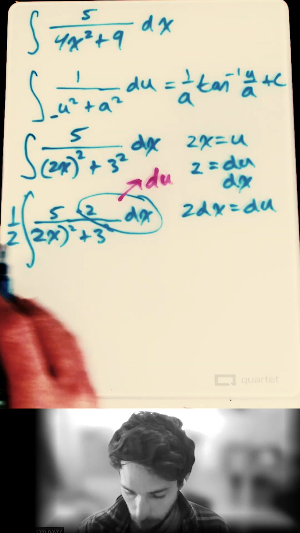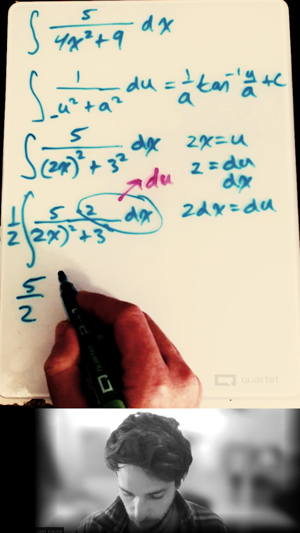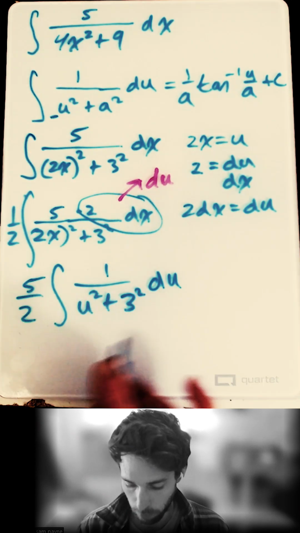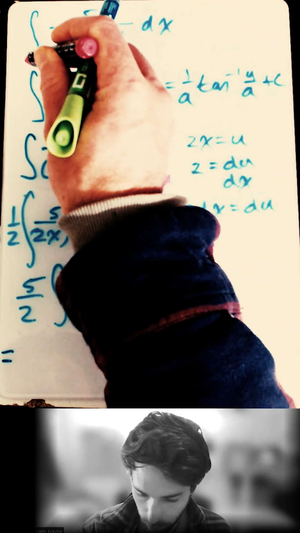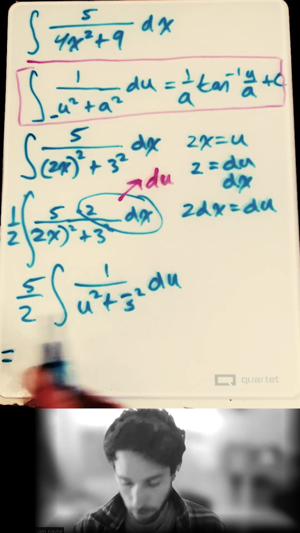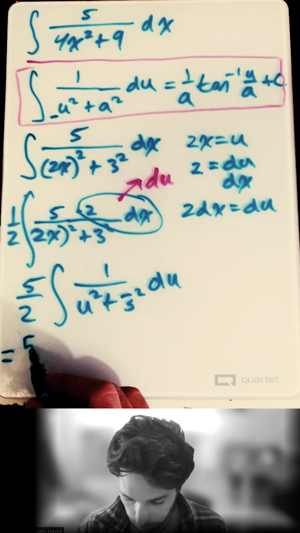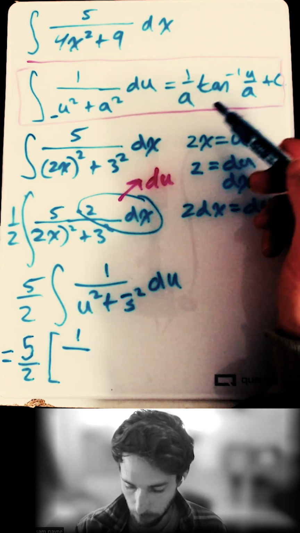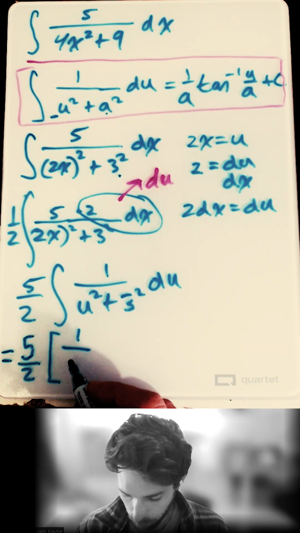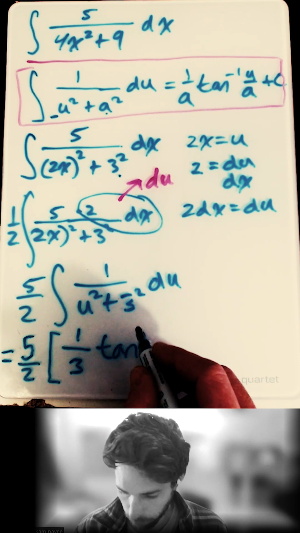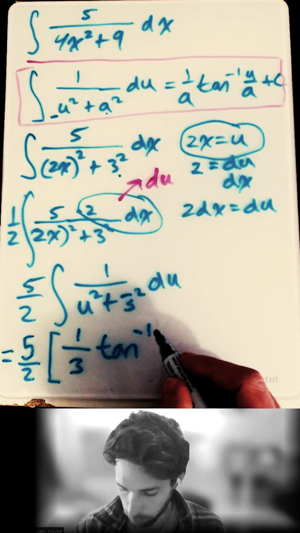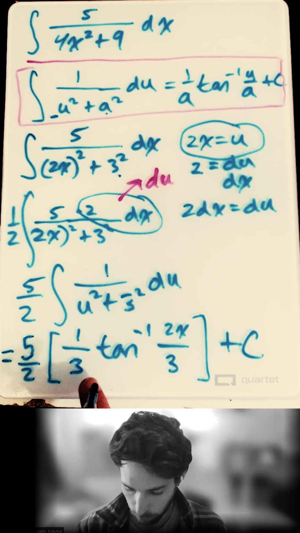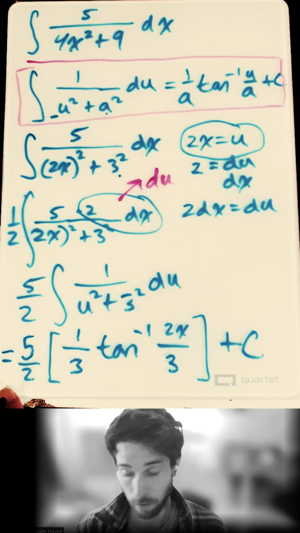So now we have, let's take our constants out. So we're going to have 5/2 the integral of 1 over u squared plus 3 squared du. And we know from our general form here, our parent equation, that this is going to be equal to 5/2 times 1 over a. So what's our a? Our a is 3, right? Over 3 tan negative 1. What's our u? Our u is 2x over a. Our a is 3 plus c. This 1/3 will become 5/6 when we distribute our constants.